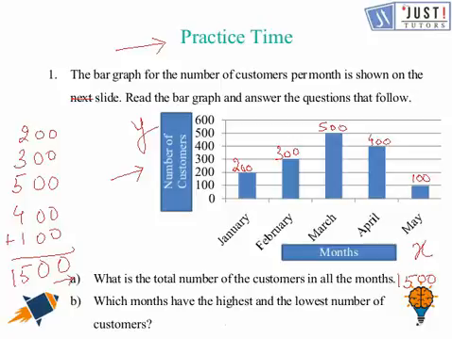And the next question is, which month has the highest and the lowest number of customers? By looking at the bar graph, we can say that the highest is in the month of March and the lowest is in the month of May. So this is the answer of the question.